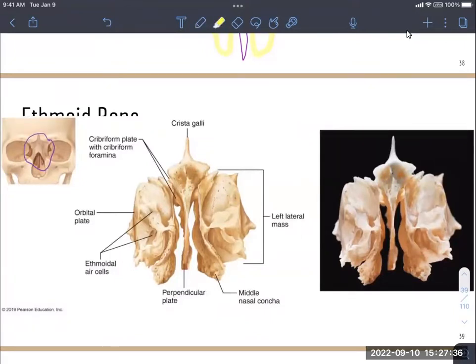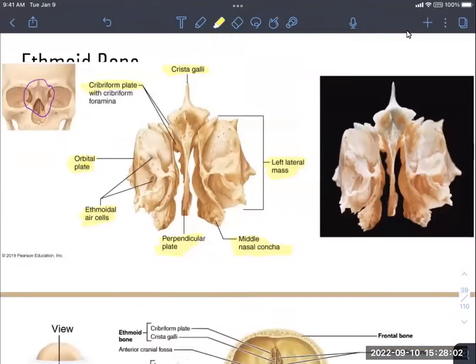So we mentioned that crista galli, that perpendicular plate. We have our middle nasal concha. We have our orbital plate because that makes up part of our eye. We have the cribriform plate, the lateral mass. We have the ethmoid air cells. All very important parts that play a part in our skull.